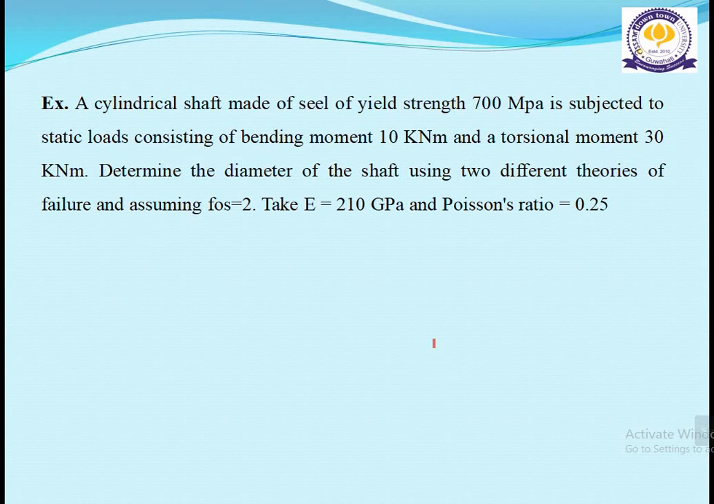Very importantly, Poisson's ratio is 1 by small m, and 1 by small m is given as 0.25. You need to just put the values into each formula that was discussed in the last class, and we will get the value of small d, the diameter of the shaft. Students, you can just try this problem by yourself, so that it will be a practice for you all.